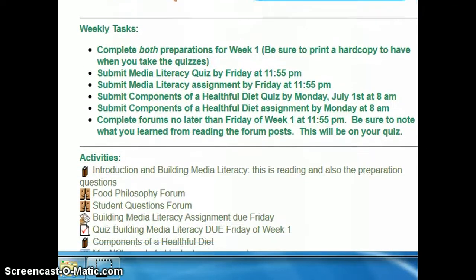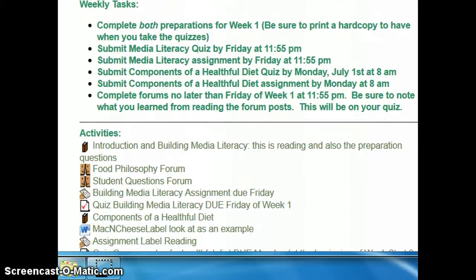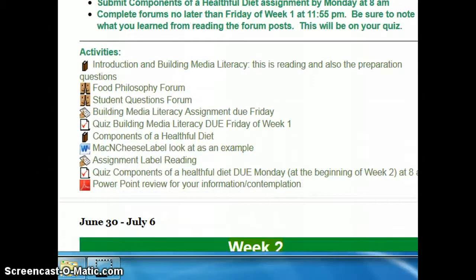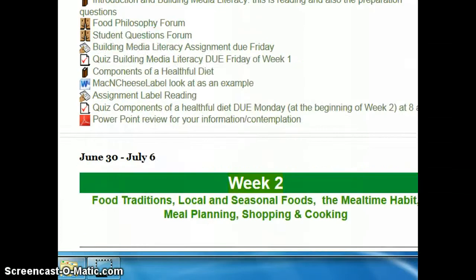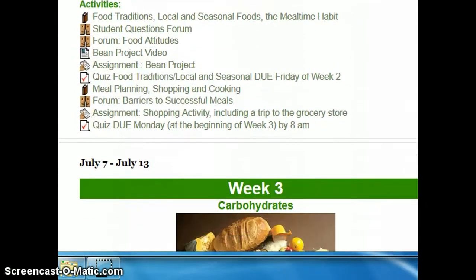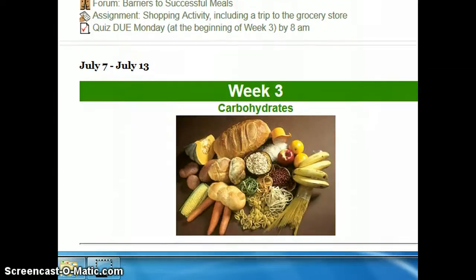So here's week 1. Notice in green you are told again your due dates. Hopefully there won't be any question about due dates. Notice 2 quizzes the first week. And the first quiz will be due on Friday of week 1. The second quiz will be due at the beginning actually of week 2 at 8 a.m. Here's week 2. Again, 2 quizzes. One is due Friday. The other is due actually the beginning of week 3 at 8 a.m.